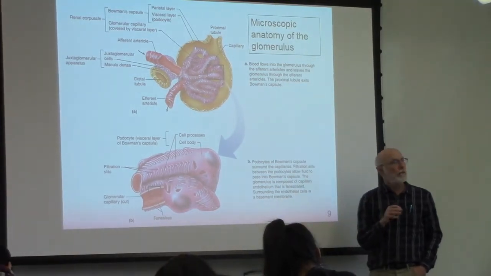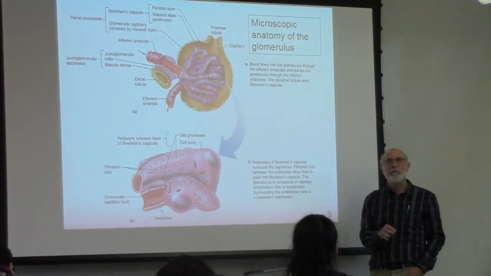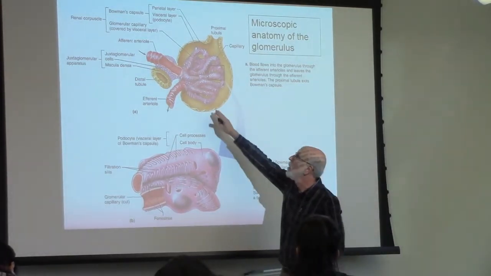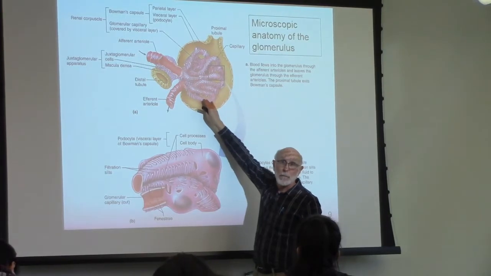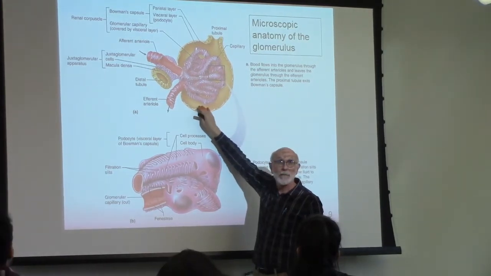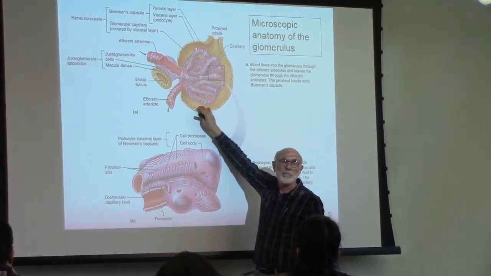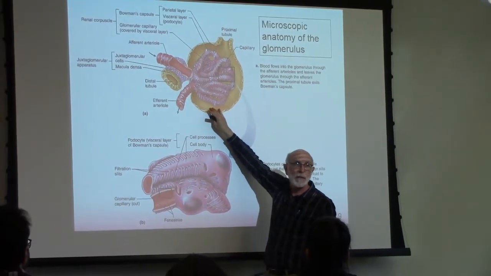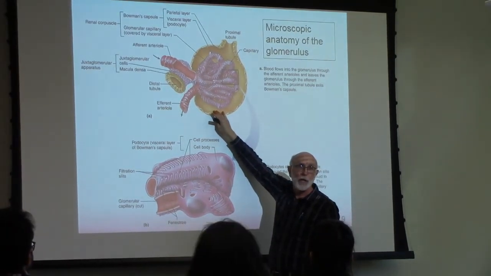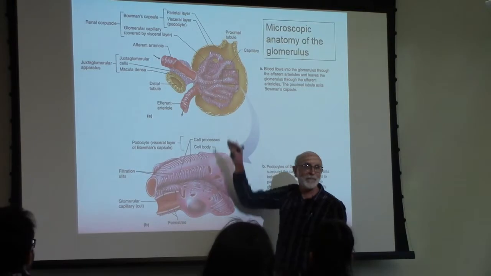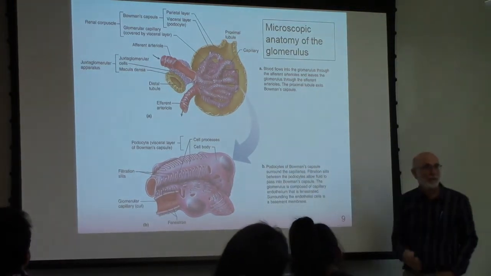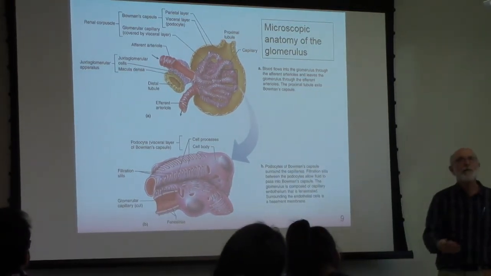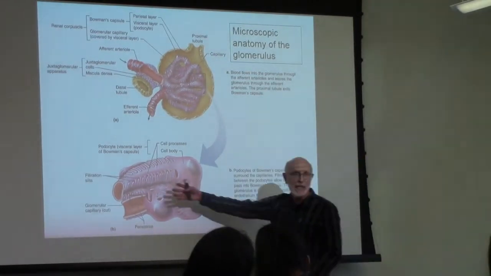What forces fluid to flow? What is the force that forces fluid to flow from capillary into Bowman's space? A good answer would be two words. The first word begins with a B and the second word begins with a P. Blood pressure. Blood pressure is what forces fluid to flow through the leakiness.